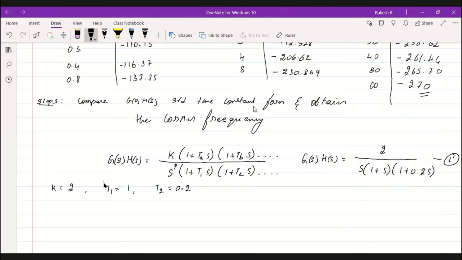These are the corner frequency. T and T1, these things will play a role in the corner frequency here. Now, comparing G(s) into H(s) in the standard time constant form and obtaining the corner frequency, we need to follow a series of steps. First is the k factor, that is the resultant system gain. System gain k is equal to 2. When you have the system gain k, there will be no corner frequency for this.